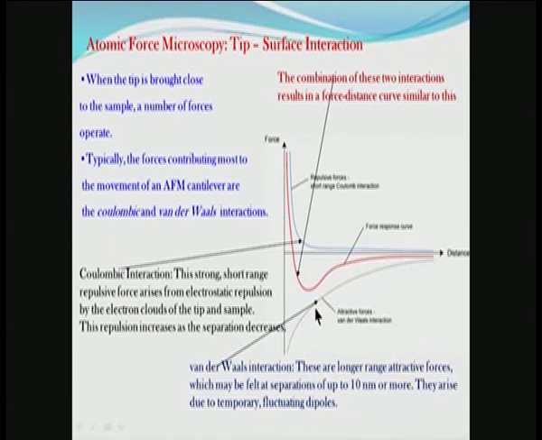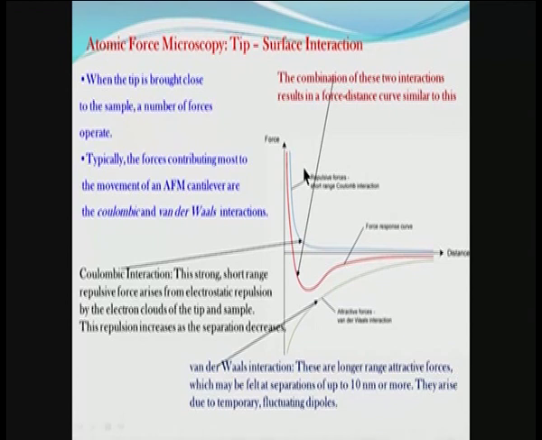This green curve here represents an attractive force. It is a van der Waals interaction. These are longer range attractive forces, as you can see from the graph. It ranges up to about 10 nanometers or so, and this is due to the attraction between temporary fluctuating dipoles in the tip and in the sample.